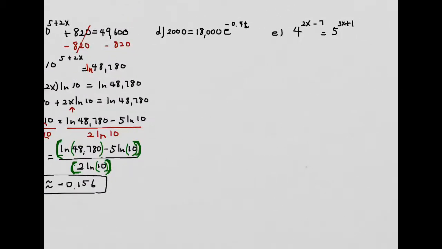Let's look at the next example. This one right here, we have exponents on the right side this time. And I wanted to isolate the term with the exponent itself, so this is going to be it, right? e to the negative 0.4t. So 18,000 is not under the exponent, so I wanted to get rid of that one first.